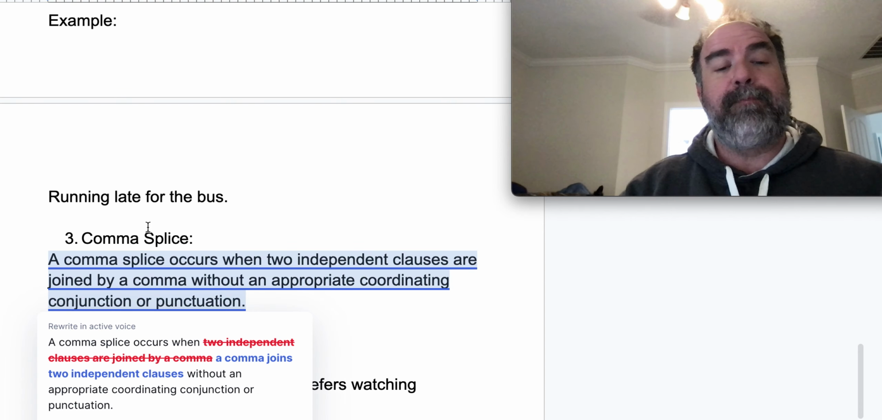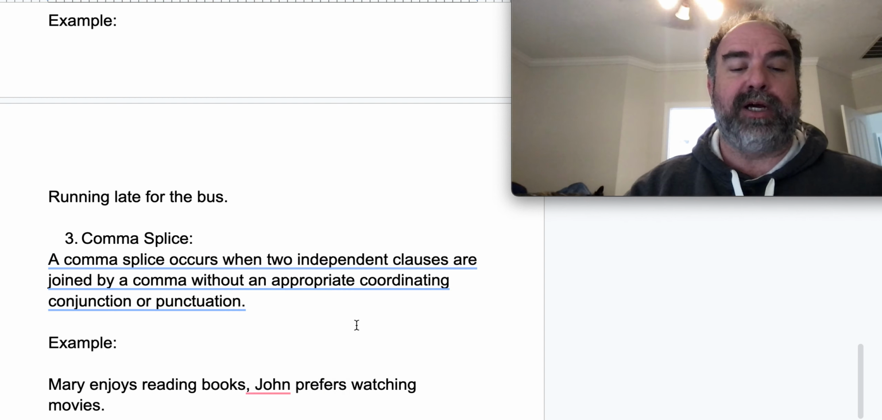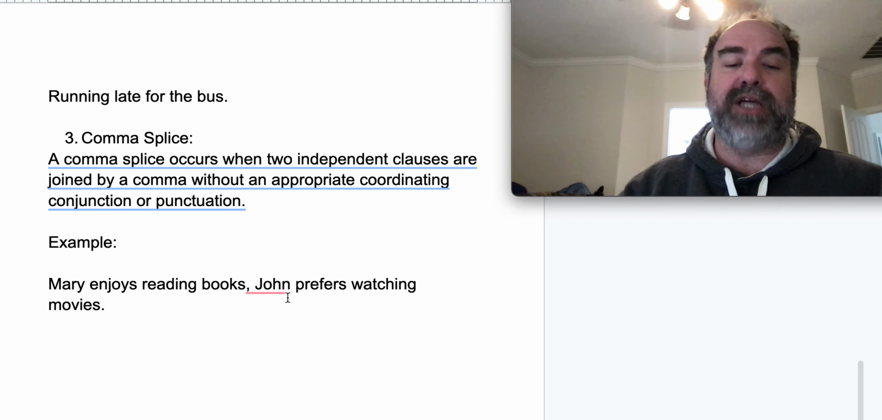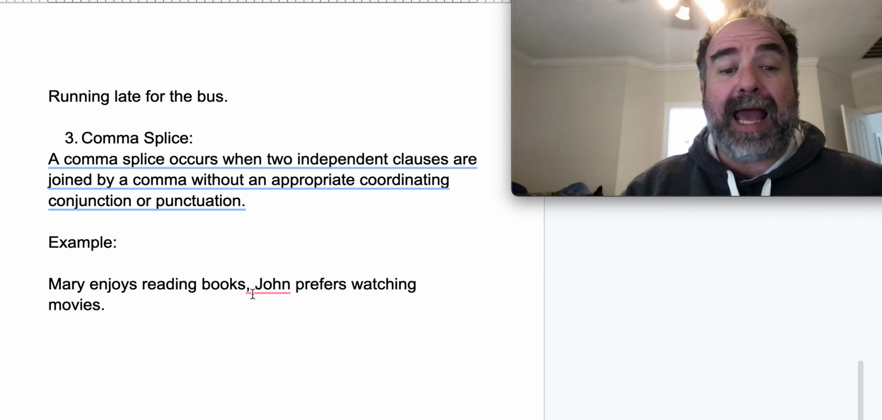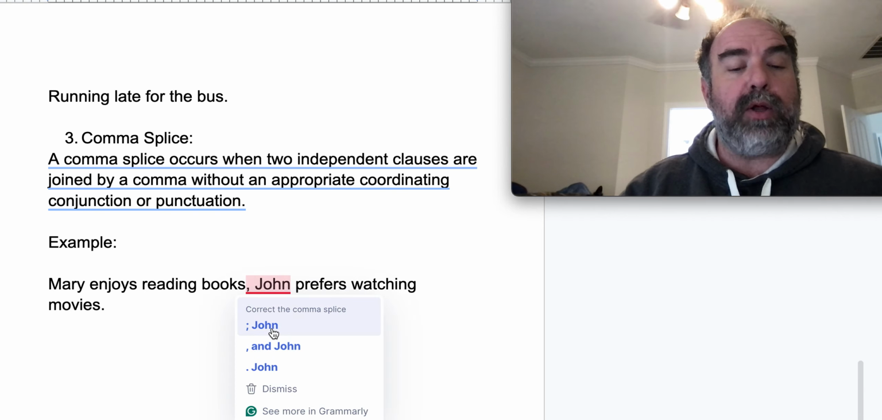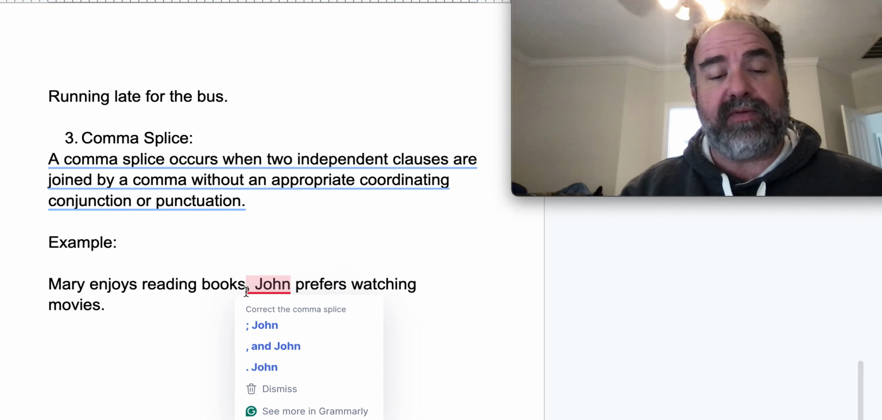Comma splice. A comma splice occurs when two independent clauses are joined by a comma without an appropriate coordinating conjunction or punctuation. So, Mary enjoys reading books, John prefers watching movies. So there's a few ways of fixing this. Yay, you have a comma, but you need some more. You need the word and. Or you could have had a semicolon, John, or a period, John. Those are the three ways of fixing it.